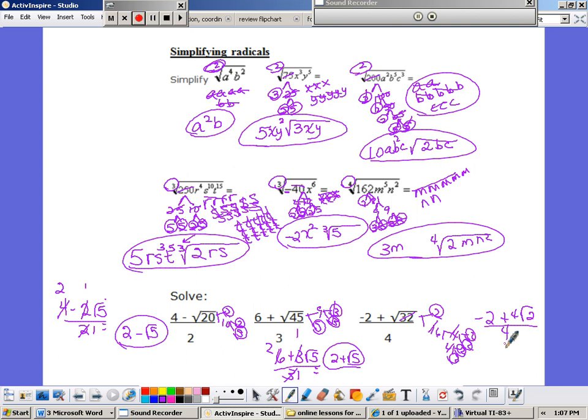Now, 2 can go into all of them. So this will go into -1, this will go to 2, and this will go to 2. So -1 plus 2 square root of 2 over 2. Or you can split it up and make it -1/2 plus 2 divided by 2 is 1 square root of 2. Either one is acceptable.